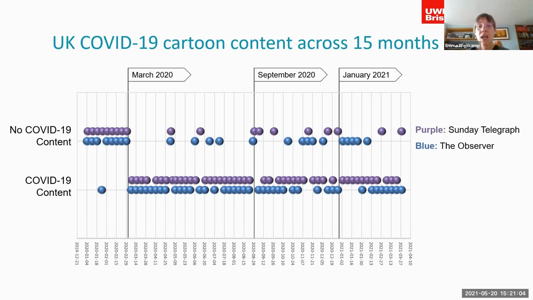Just for reference, if we look at the overall figures across the 15 months, given that we've got 2 months at the beginning of the year where we don't have a lot of COVID content, when we look across the whole 15 months, 65% of the Observer cartoons had some sort of COVID content, and 71% of Sunday Telegraph cartoons had some sort of COVID content. So it's really dominant in the UK.